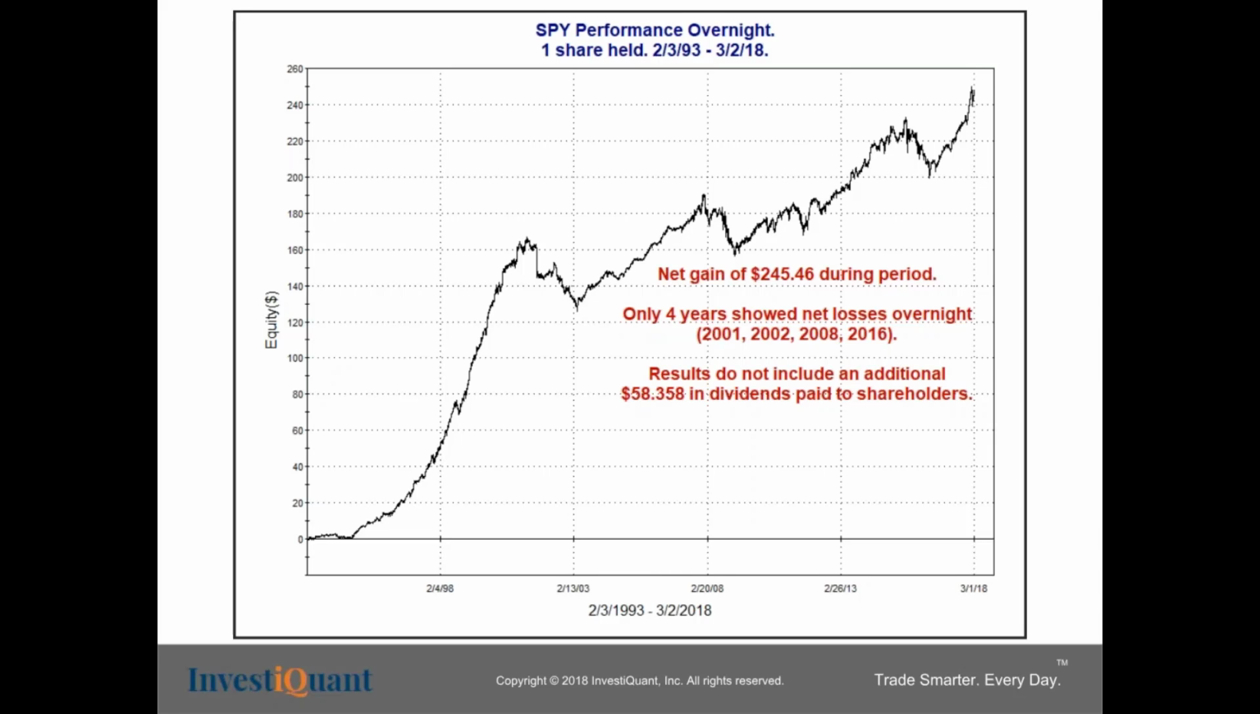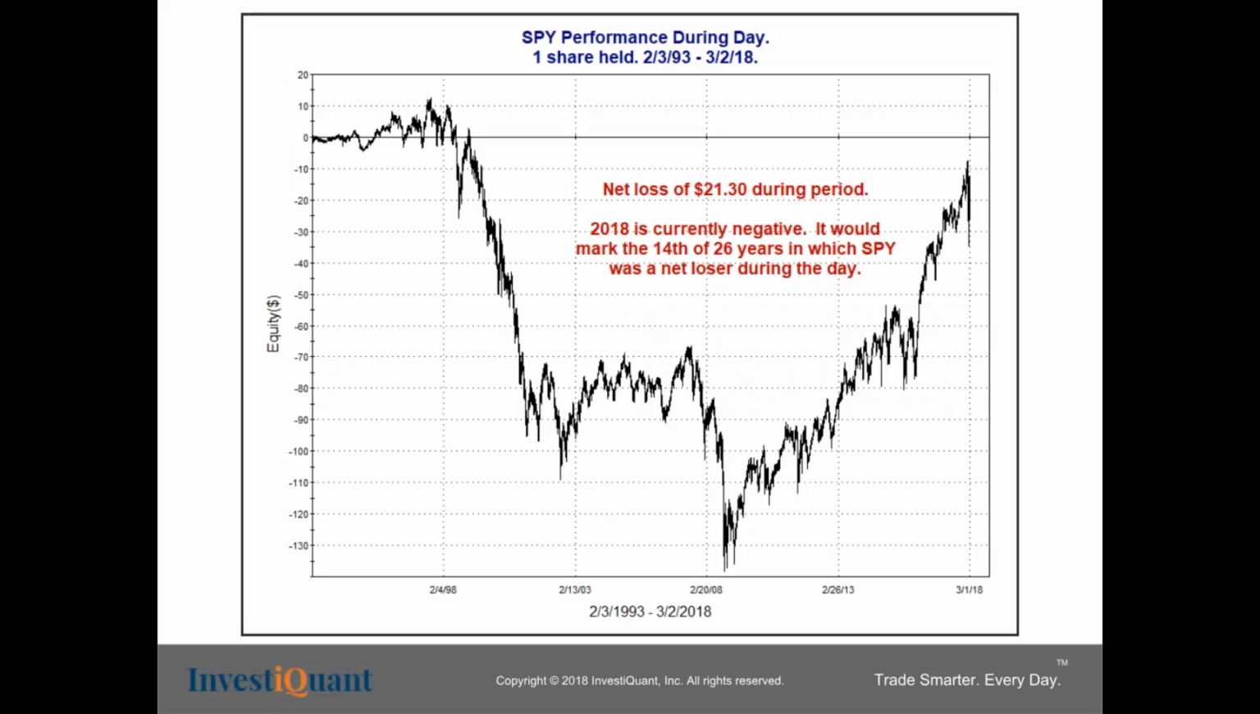Let's look at the opposite. Let's see how the day has performed. So this is SPY performance during the day. Same thing, holding one share. And what we've had from 1993 till now, 25 years, you're looking at a net loss of $21 during the day. 2018 is currently negative. It would mark the 14th year out of 26 years in which SPY was a net loser during the day.